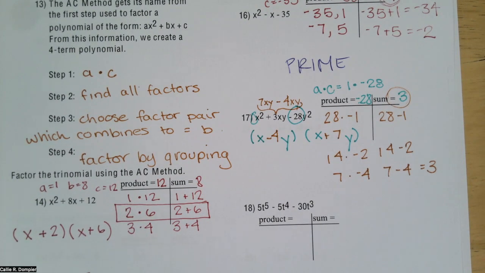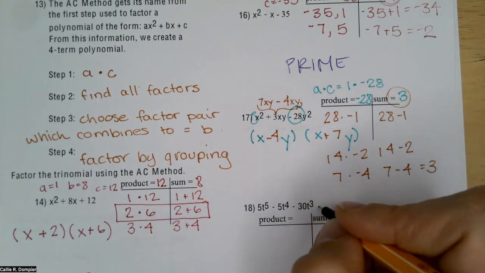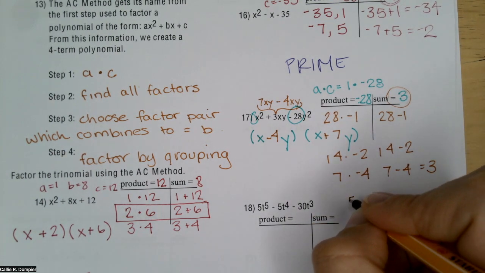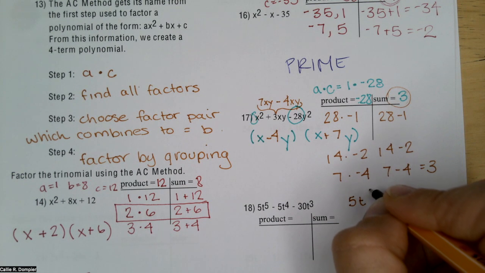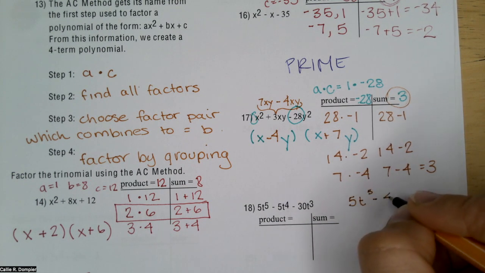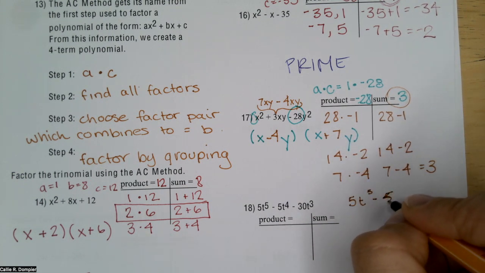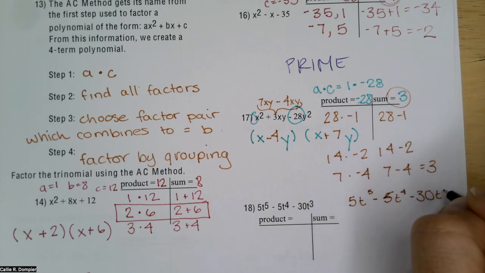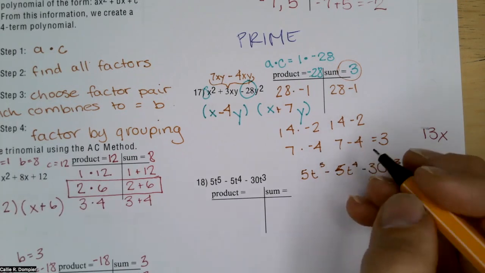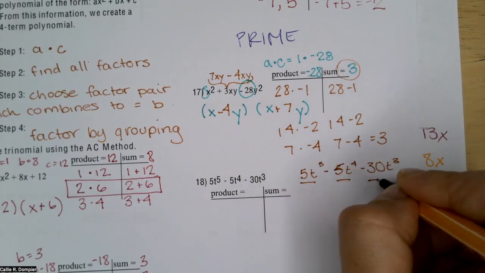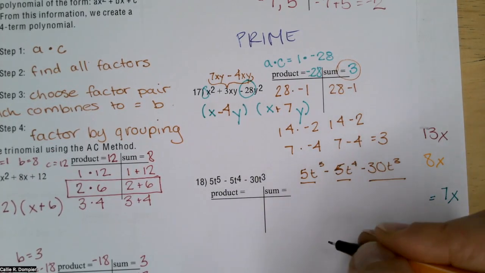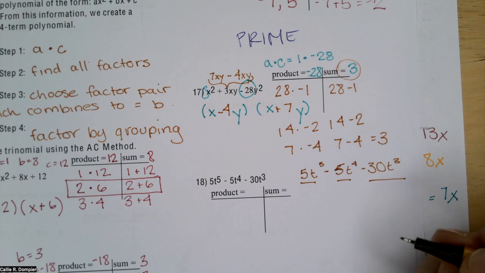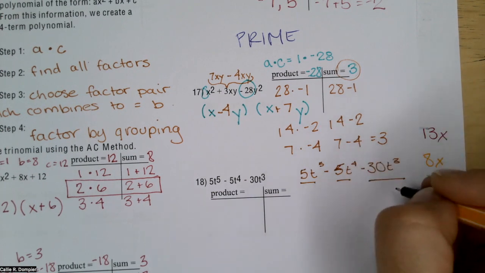5t to the 5th minus 5t to the 4th minus 30t to the 3rd. Again, they're just trying to trick us. 5t to the 5th minus 5t to the 4th minus 30t to the 3rd. It's in descending order, so that's good. But we want to divide out a common denominator, or a greatest common factor, which would be t to the 3rd, right?